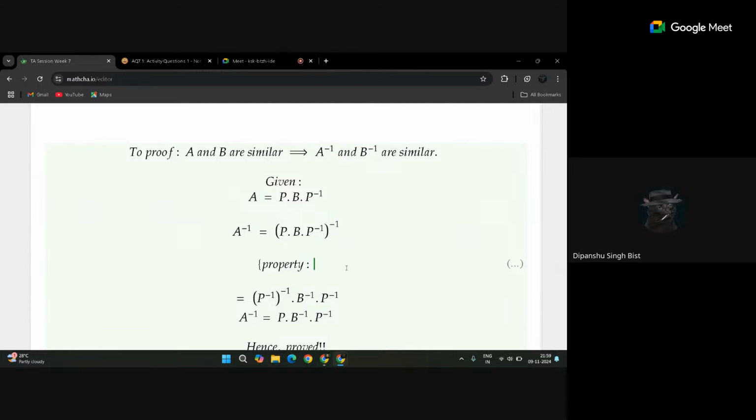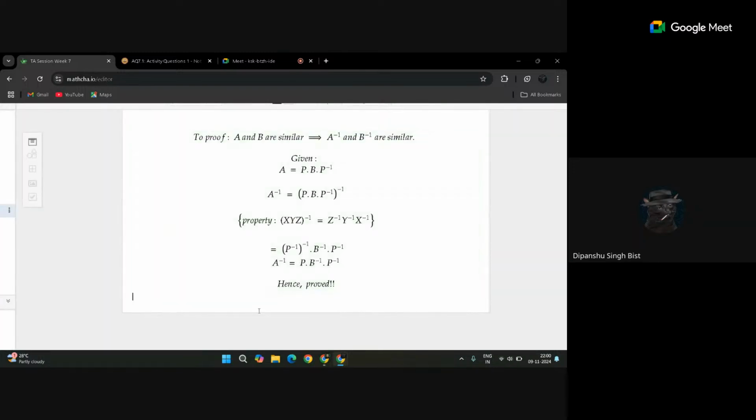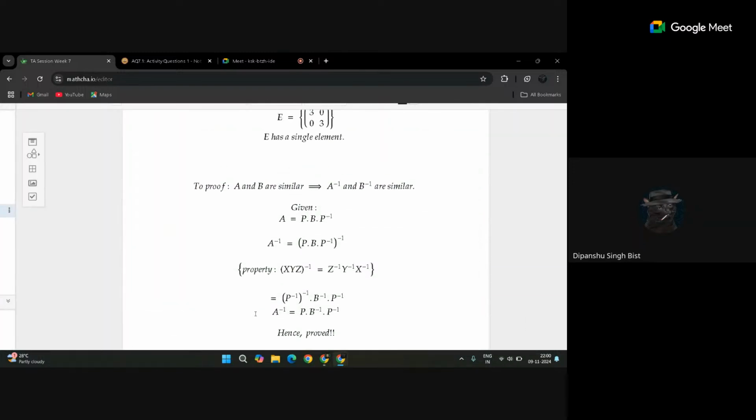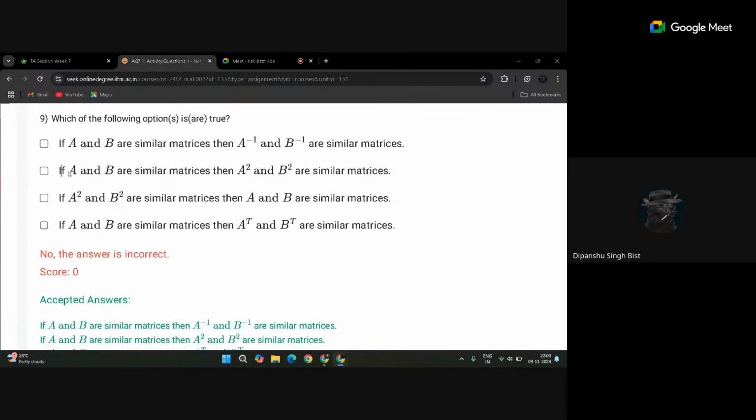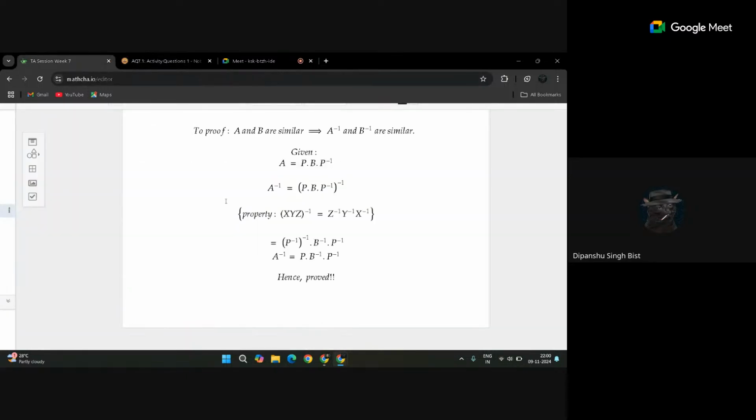The property is: if you have some matrix XYZ, and you're talking about XYZ whole inverse, it's something that we did in week one or two maybe. So it's going to be ZYX, so it's Z inverse, Y inverse, and X inverse. So this is the property that we have used here. Similarly, just don't directly jump to the conclusions. Think for everything. A and B and A square, B square. What about this?